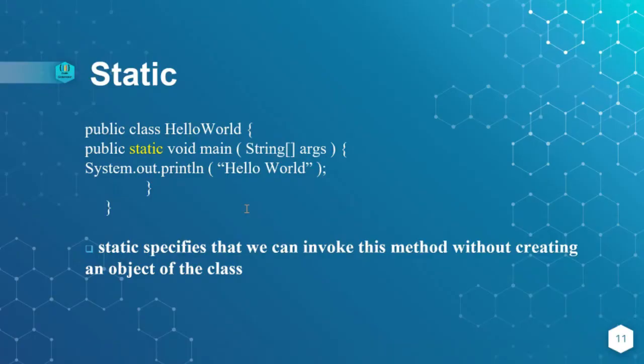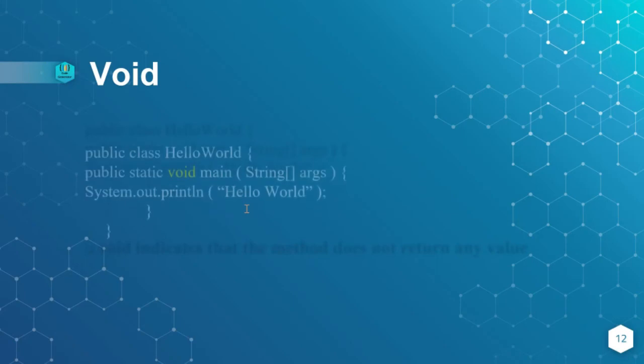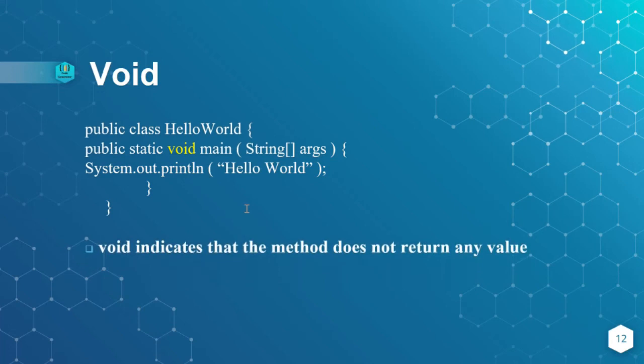So static specifies that we can invoke this method without creating an object of the class. Next is void. Void indicates that the method does not return any value. Java programming mandates that every method provide the return type. Java main method doesn't return anything. That's why its return type is void.